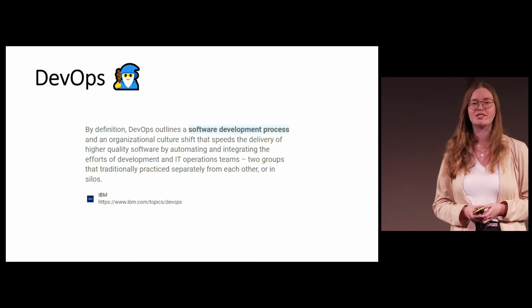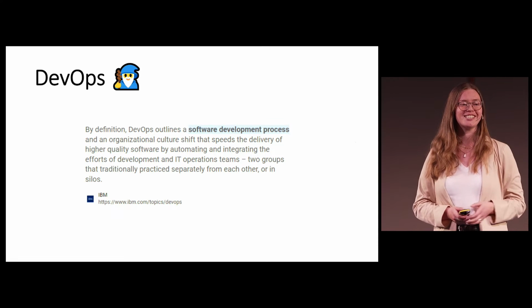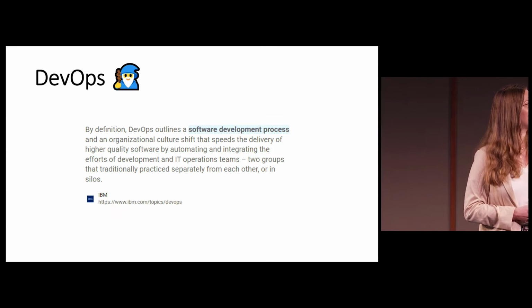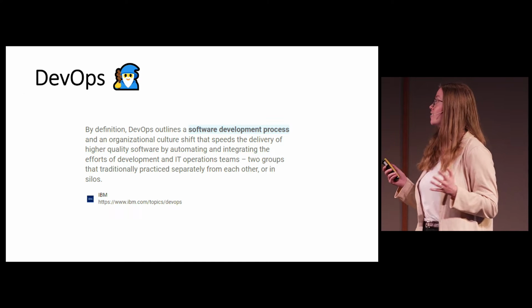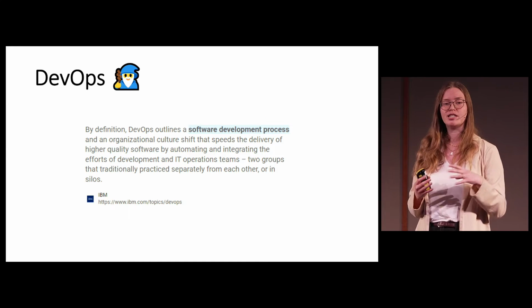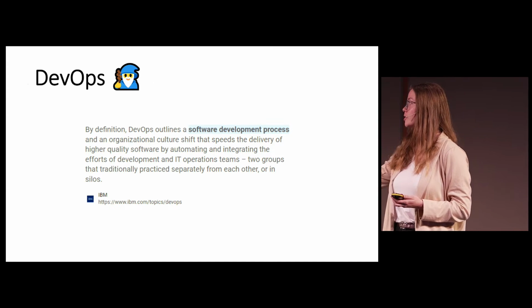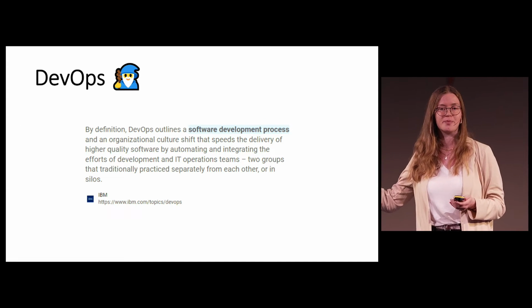So let's start by explaining what DevOps is. Here you have a great Google definition of it. It's basically a development process that aims to optimize the integration between the developers and the people who are responsible for the operations of the system.